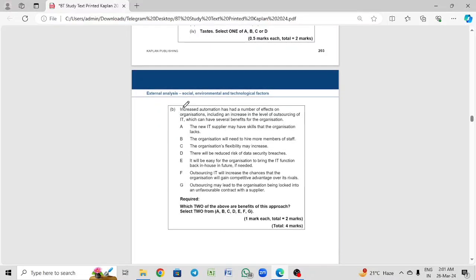Now the last question. Increased automation has had a number of effects on the organization, including an increase in the level of outsourcing of the IT, which can have several benefits for the organization. Number A, a new IT supplier may have skills that the organization lacks. So let's first read the requirement, because the question explanation is quite long. Which two of the above are the benefits of this approach? We have to choose between the two.